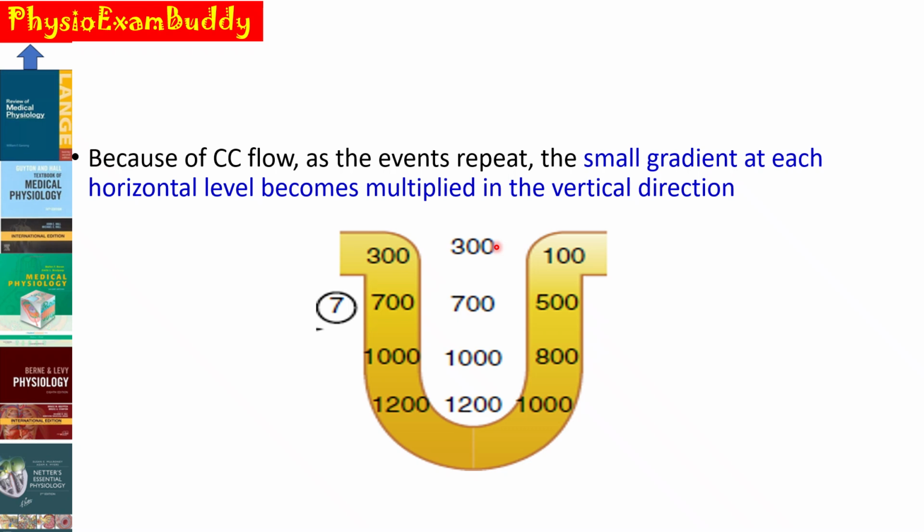until the small gradient at each horizontal level becomes multiplied in the vertical direction. So because of this countercurrent flow, as well as since all these events from 1 to 6 are repeating, this gradient is established from 300 to 1200 milliosmoles per liter. So this is how the hyperosmolar medullary interstitium is created by the countercurrent multiplier, which is the loop of Henle.